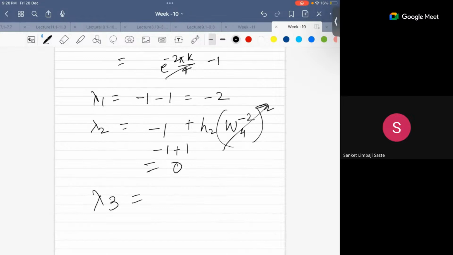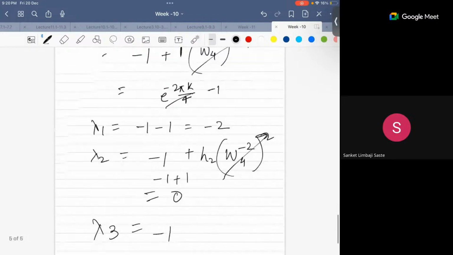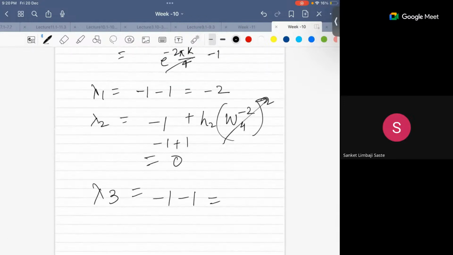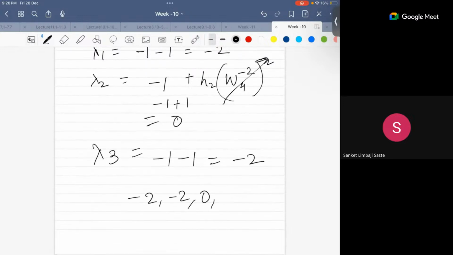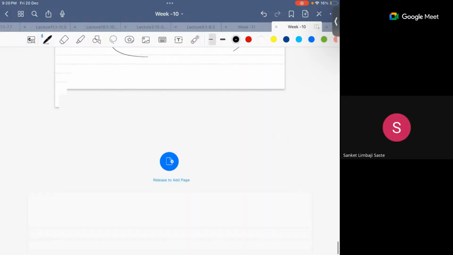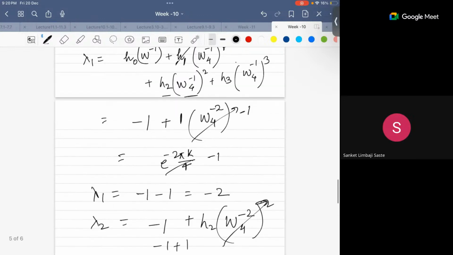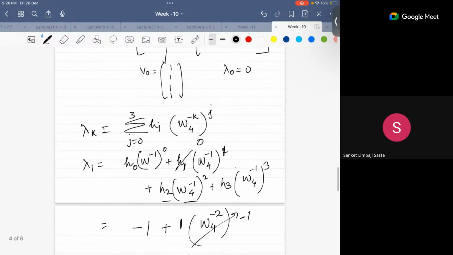Similarly, you can calculate lambda 3: minus 1 plus h2 times omega to the power 6, so again minus 1 minus 1, which is minus 2. So you are left with minus 2, 0, 0 and the remaining values.